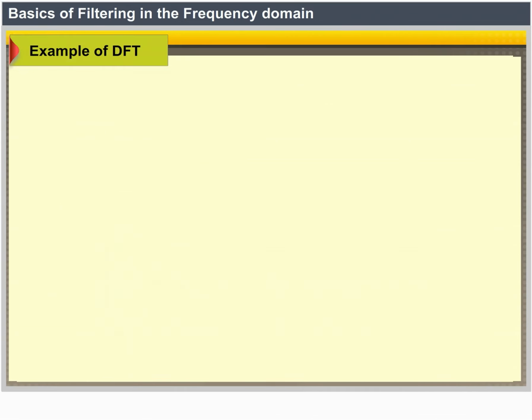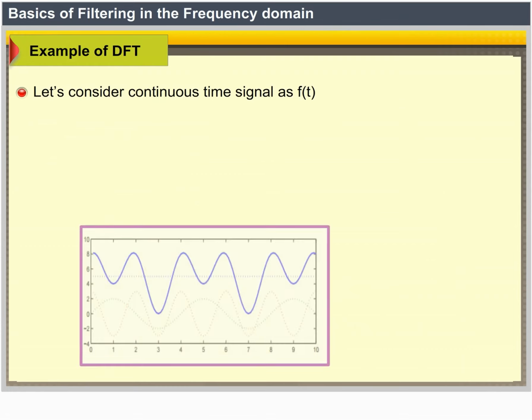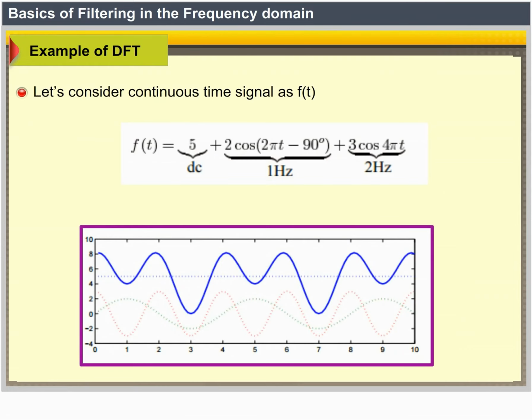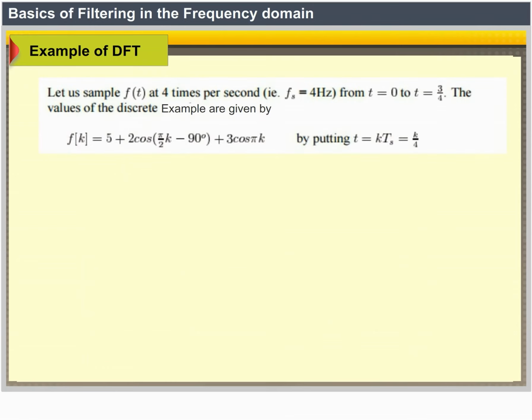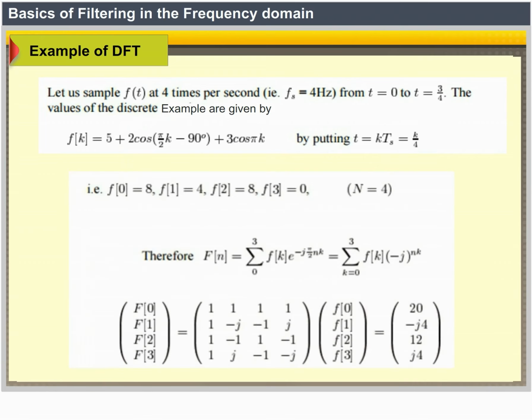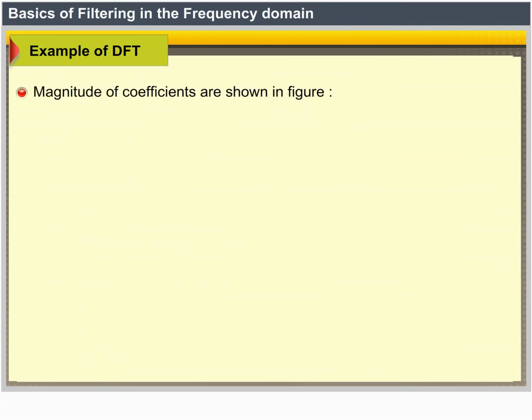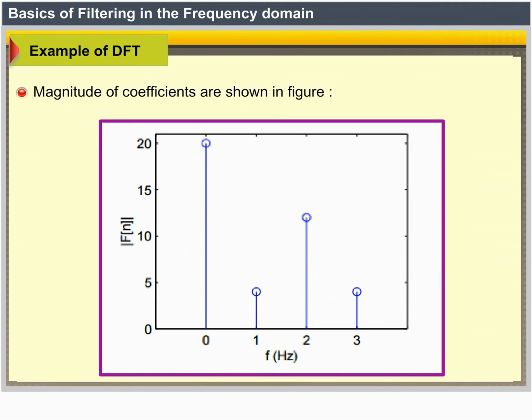Example of DFT. Let's consider the continuous time signal f(t) as shown on screen. Let us sample f(t) at 4 times per second, that is, fs equals 4 Hz, from t equals 0 to t equals 3/4. The values of the discrete samples are given by the equation shown on screen. Magnitude of coefficients are shown in the figure.